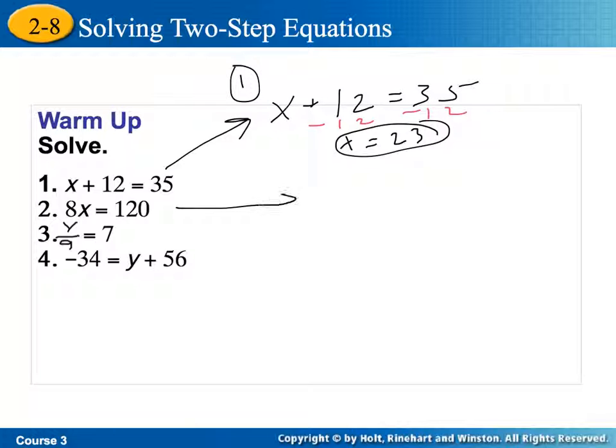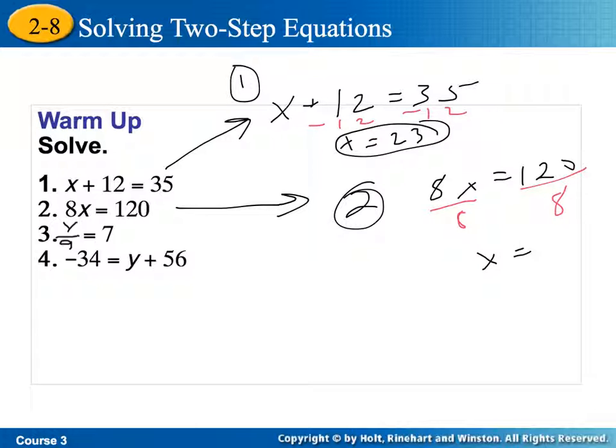Number 2, we have 8x equals 120. What do you do to get rid of that 8? Inverse operations. We're going to divide by 8 on both sides. So when you take 120 divided by 8, x is equal to 15. 15.